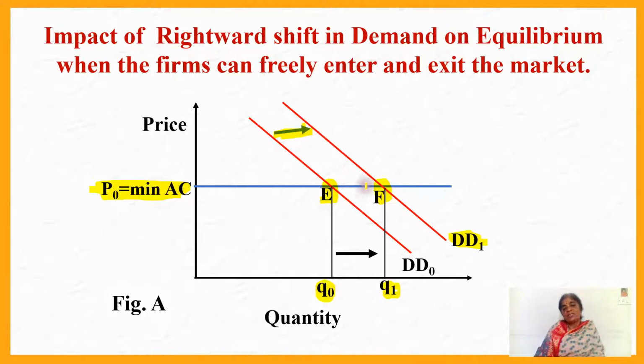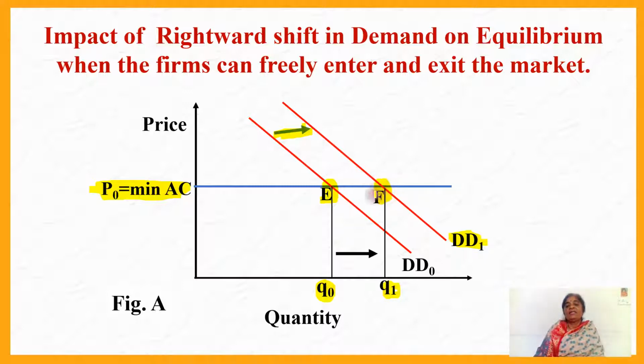There was a shortage. Due to the shortage, price increased because some dissatisfied consumers bid up the price. Due to the increase in price, profit increased to supernormal profit. Therefore, due to supernormal profit, new firms entered. After the entering of the new firms, supply increased. Due to the increase in supply, again price declined, and the supernormal profit was eventually wiped out.